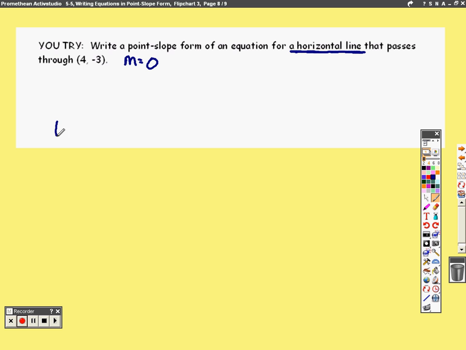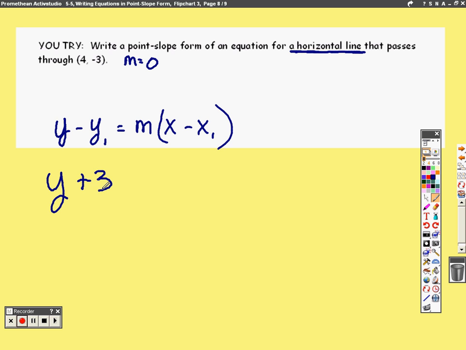Remember, that's y minus y1 equals m times x minus x1. Okay? So y minus a negative 3, remember that minus a negative is plus, equals 0 times x minus 4. Okay? And we know that 0 times any number is 0. So I end up with y plus 3 equals 0.